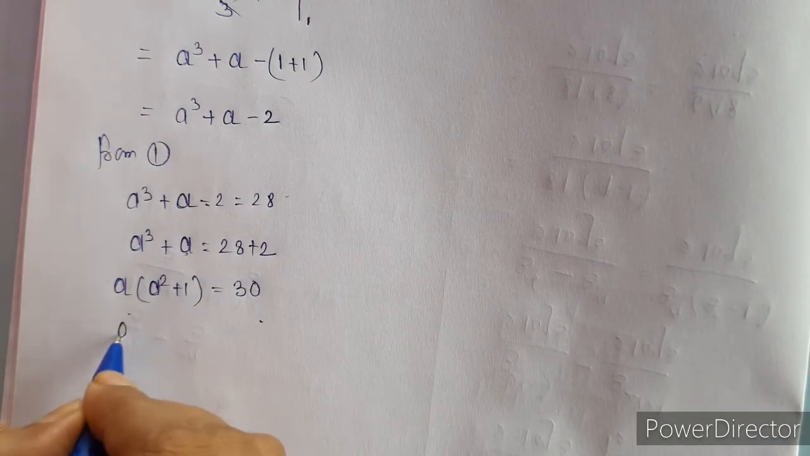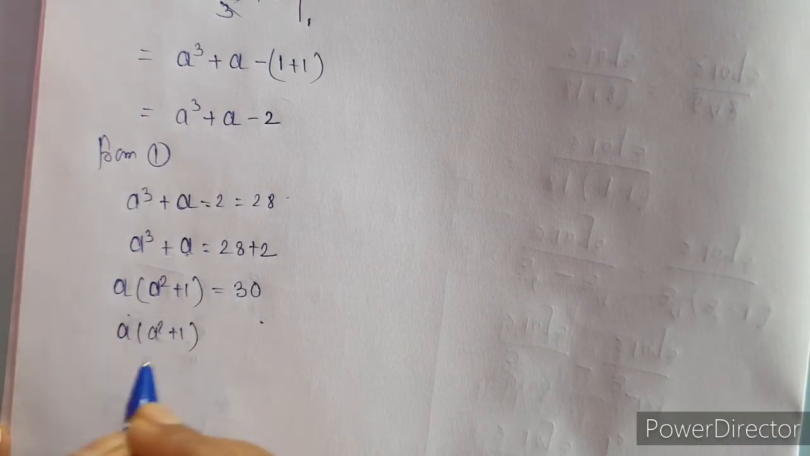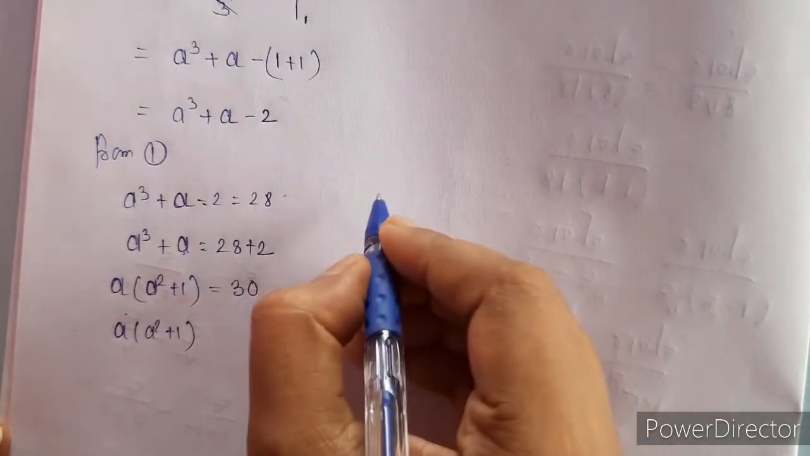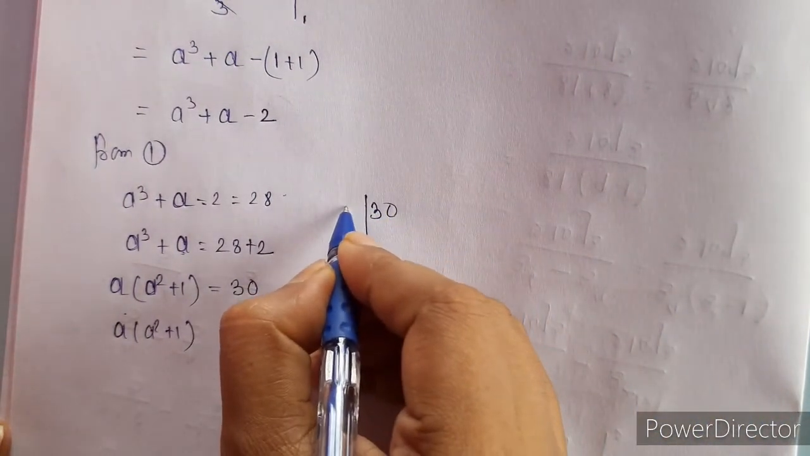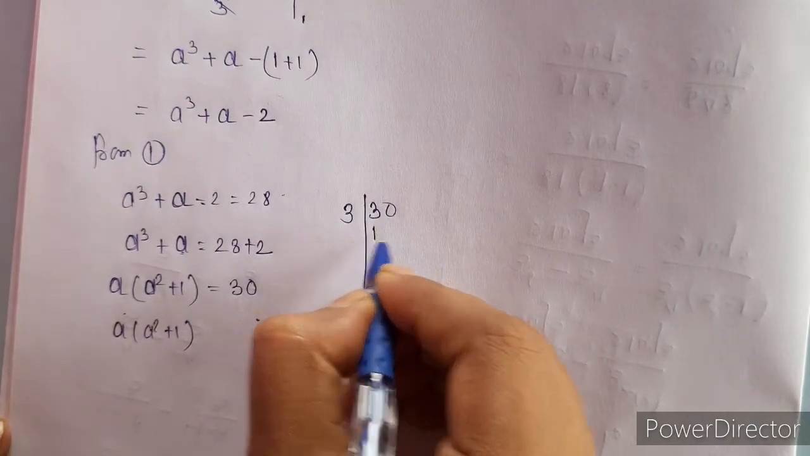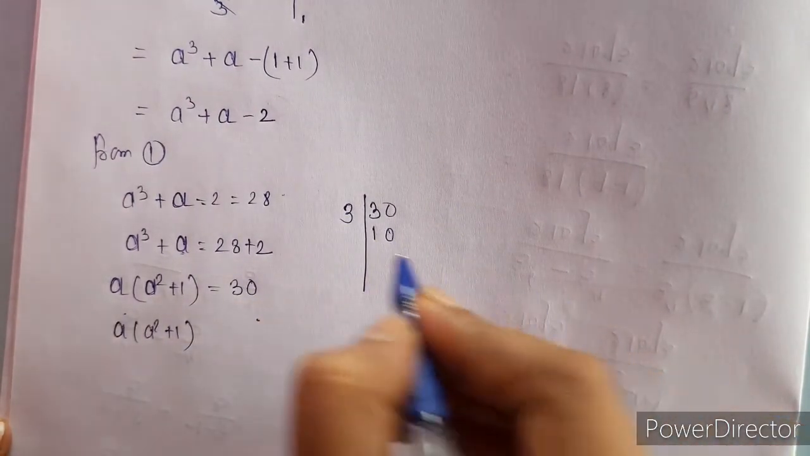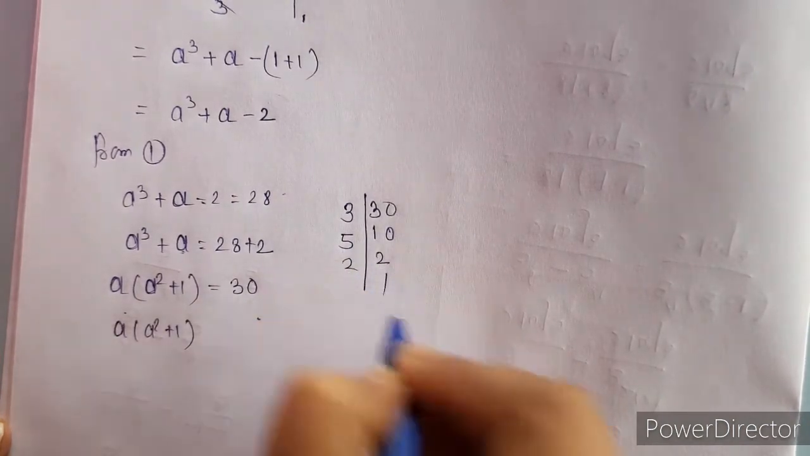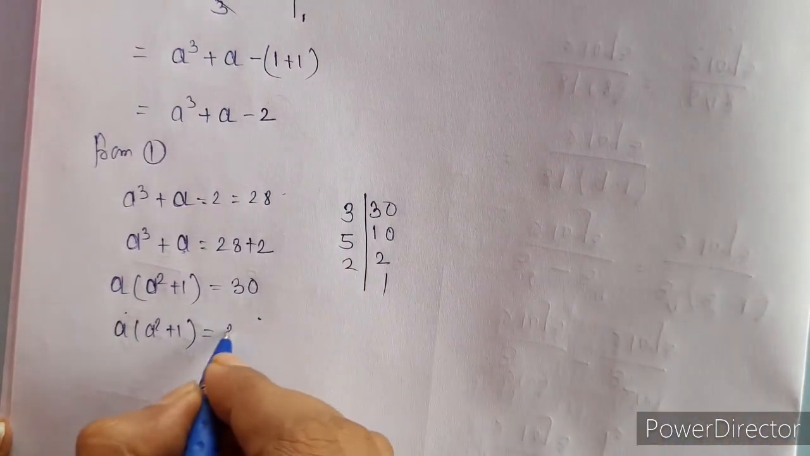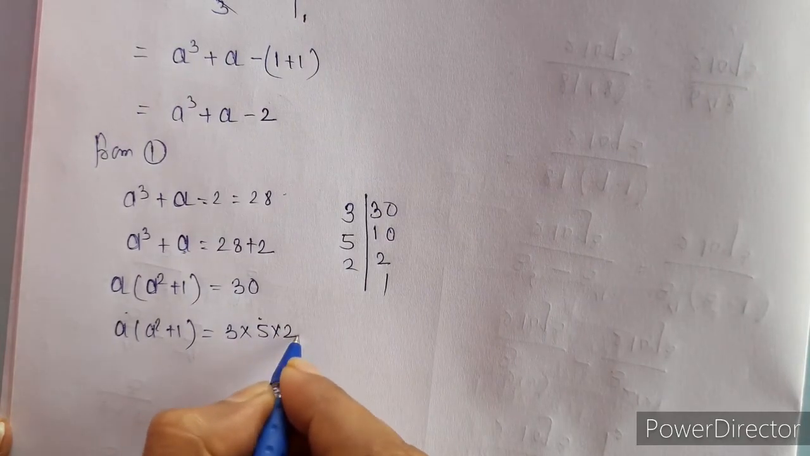So now we can again write this as a square plus 1. Suppose I am factorizing this 30. Let me write it here, factorizing this 30. So what we can take is 3 tens are 30, then 5 twos are 10, and 2. So we can write this as 3 into 5 into 2.